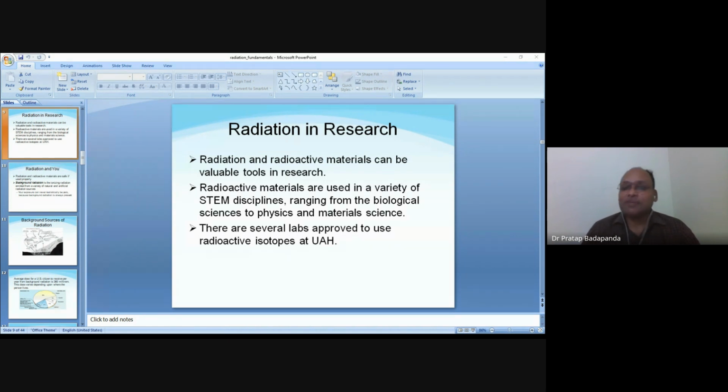So the STEM disciplines mean in case of science, technology, engineering, and mathematics, you can use radioactive materials, that is radiations, ranging from the biological sciences to physics and material science. So these are the uses. There are several labs approved to use radioactive isotopes at UAH.